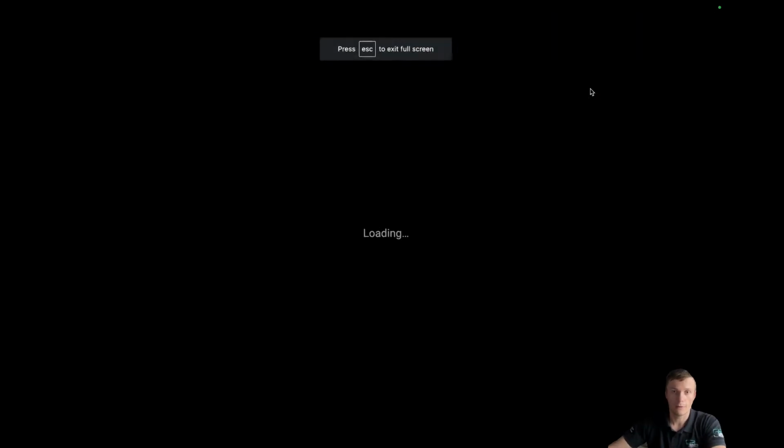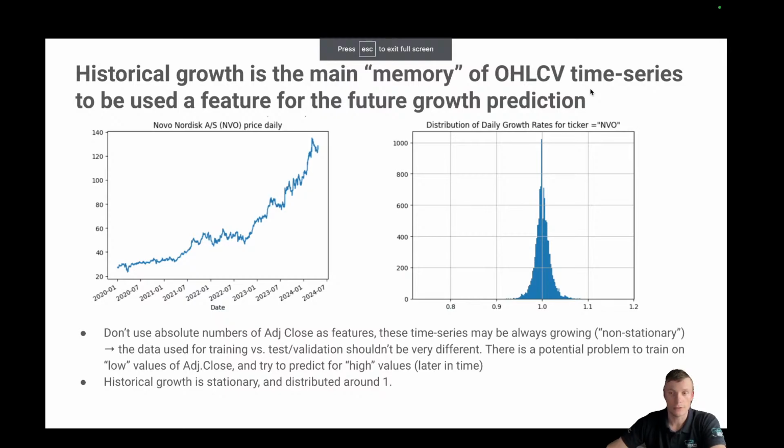Okay, now we are moving to the next section. I wanted to spend a little bit more time to discuss why we want to predict the growth rates and why we want to use features like relative growth rates and not the absolute numbers.